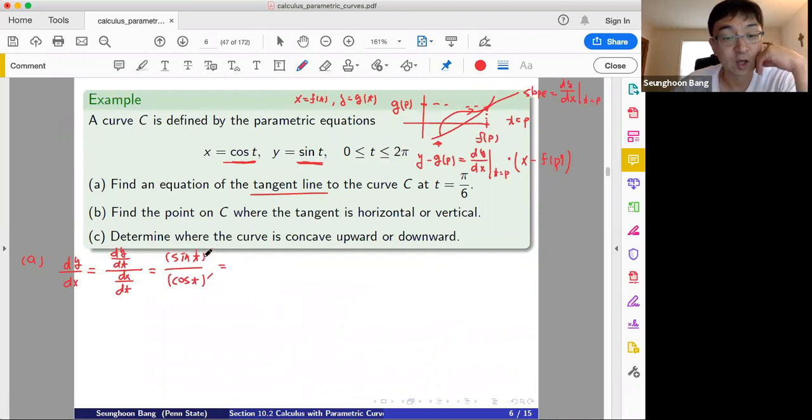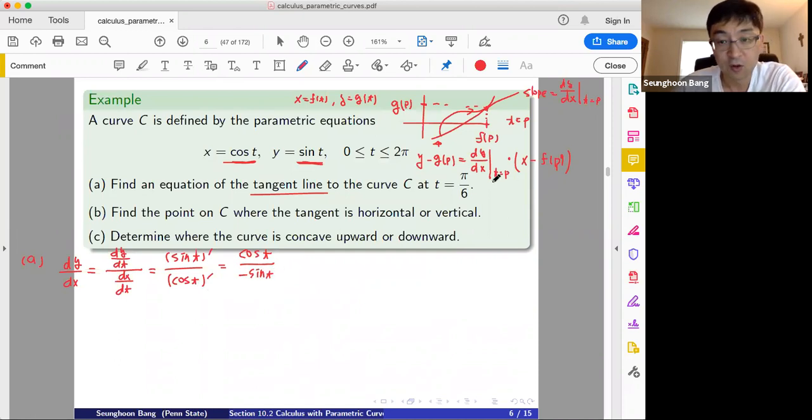So what is the derivative of sine of t? Could you write your answer on the chatting board? Okay, good. We have cosine of t. Yeah, thank you, all of you. What is the derivative of cosine of t? Could you write your answer on the chatting board? Okay, good. We have negative sine of t.